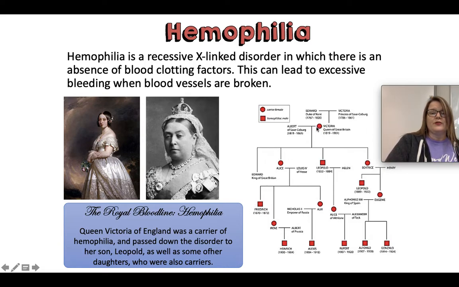So here's Queen Victoria here. She probably didn't know at the time, but she was a carrier for hemophilia. And she marries Albert. And they have 4 children. First one a normal male. The second one's a carrier female. When she gives birth to Leopold, she realizes that she's a carrier because then he ends up with hemophilia.